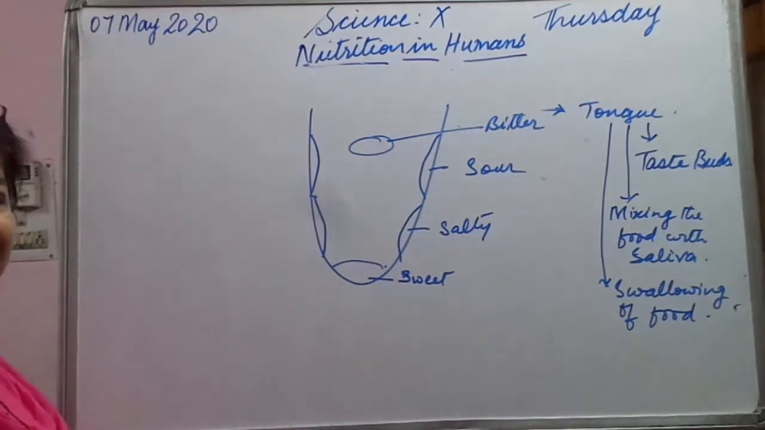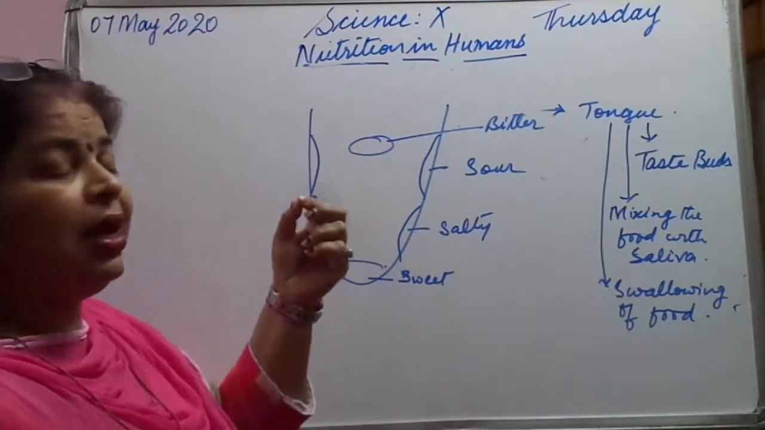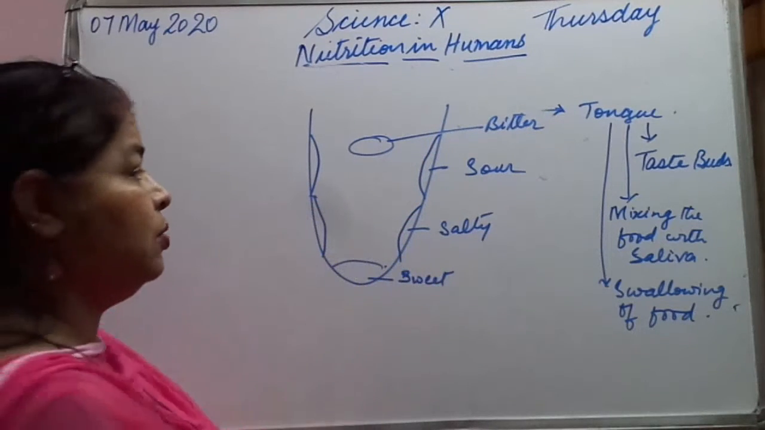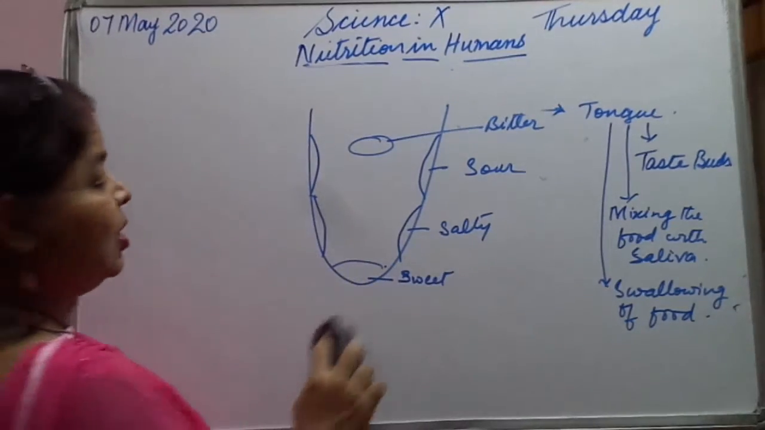Okay, these are the taste buds which are present in the tongue. They are having various bud-like structures, papillae we call them, and they help in tasting the food. Okay, so these are the various zones present in the tongue for tasting the food.